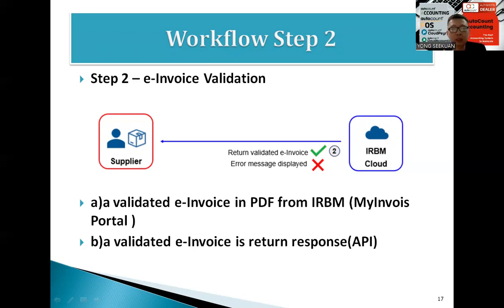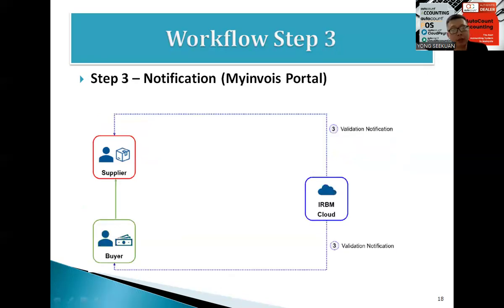First of all, they will return a PDF file from the server. This is for the MyInvoice portal. Second, for the API, they do not need to return the PDF to you because they just send you the response to your system. The system will provide the status of your invoice. The third one will be notification.